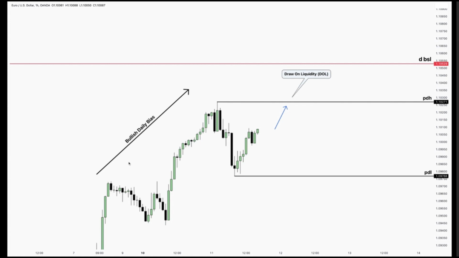Down to a 1 hour chart, I've chucked an arrow here showing that we've got daily bias as bullish. We've got our internal range liquidity, which is our previous day high. I'll draw on liquidity here. So this will potentially be the first level that price will be drawn to. And if price breaks through this level, I'll be looking for price to be drawn to our daily buy side liquidity. And I wanted to explain a little bit on the power of 3 as well.